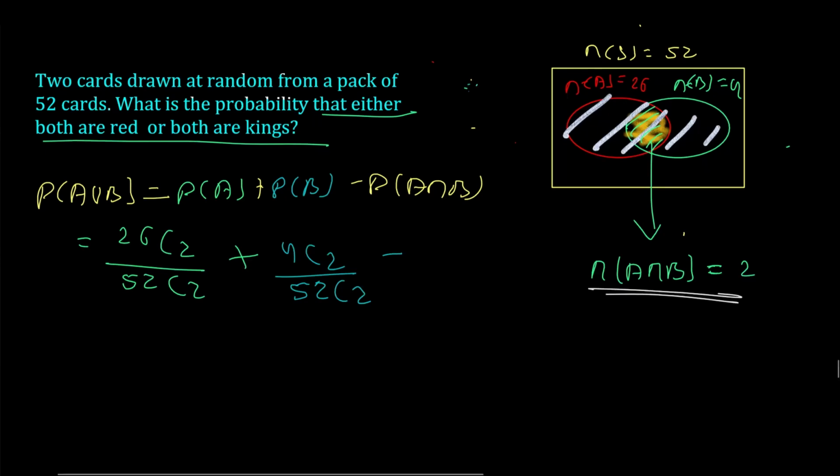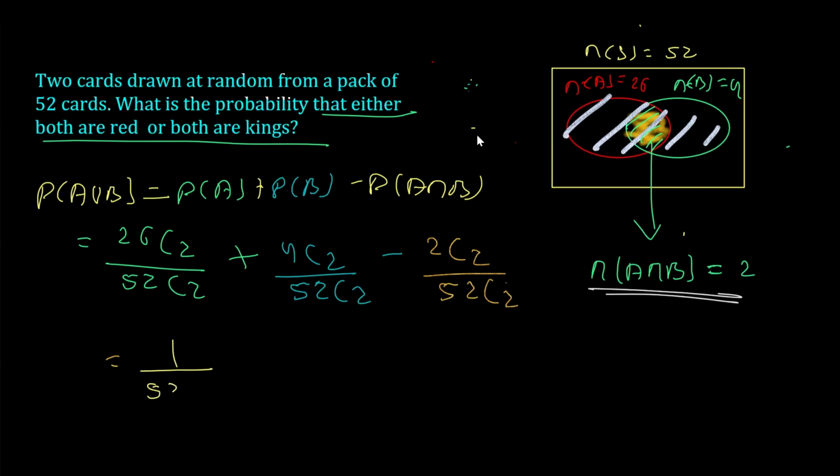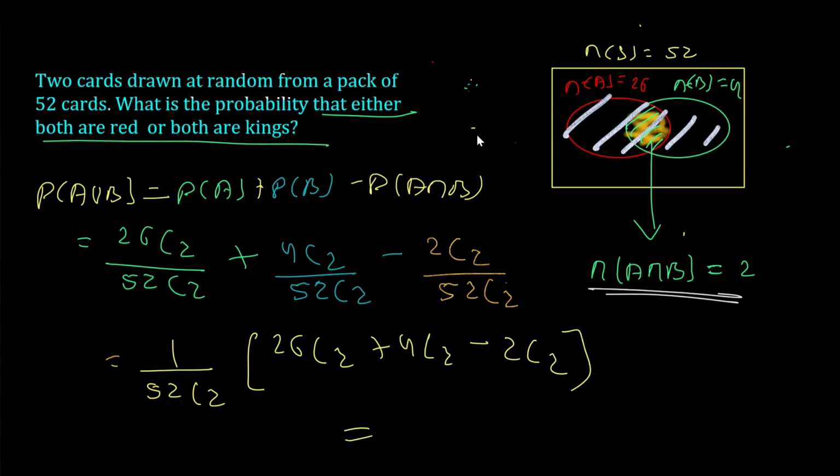Now what does P(A intersection B) stand for? This is a red king. And we have how many red kings? There are two red kings. So taking out two from two is 2C2, and the total remains the same, that is 52C2. So to simplify, what we can do over here is to take out this common factor, 1 over 52C2, and then calculate 26C2 plus 4C2 minus 2C2, and whatever it comes to should be the answer for this part.